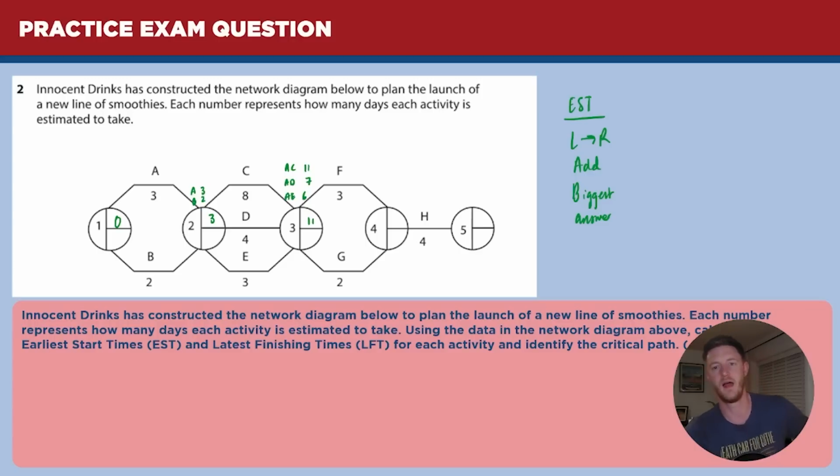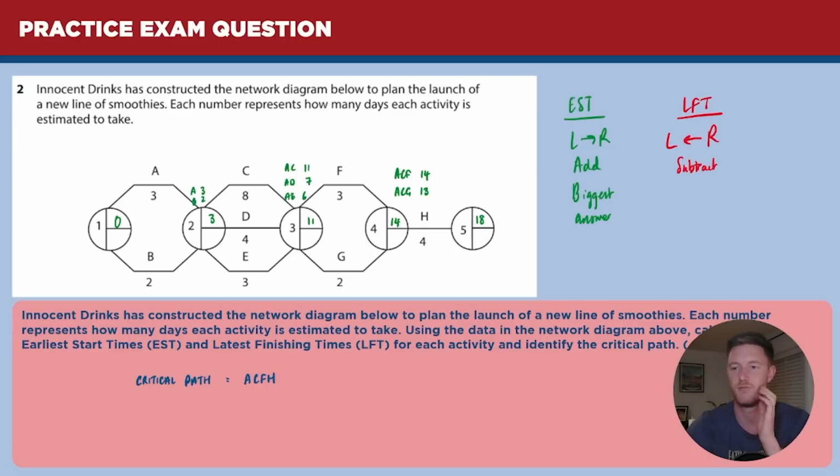And then ACF or ACG, we're getting the pattern here, aren't we? It's going to be 14 or 13, so 14. And then 14 plus 4 is 18. So our critical activities are A, C, F, H. And then our latest finish times, drop the 18. And we're doing right to left, subtract and use the lowest amount. The critical path goes through all of these nodes, so it's going to be exactly the same. So 18, 14, 11, 3, and 0, and that gets you 4 marks.